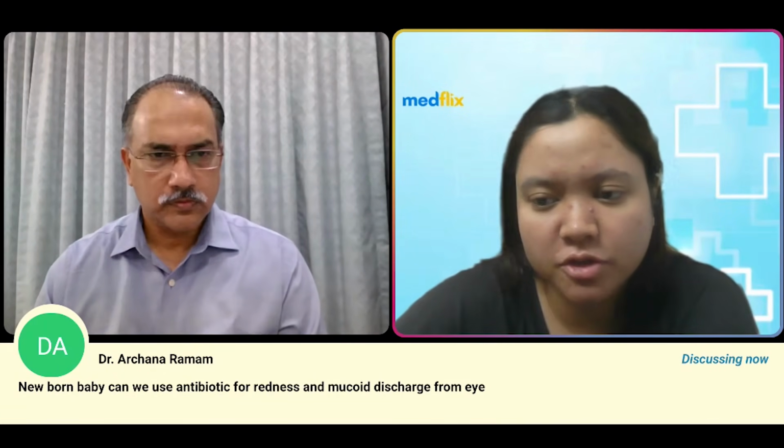So next is from Dr. Archana. Newborn baby, can we use antibiotic for redness and mucoid discharge from eye? Yeah. So again, as I said, if it's a newborn with mucoid discharge from the eye, rather than thinking of routine bacterial infection, we have to think about chlamydia and we have to think about gonorrhea. And depending on what we are dealing with, we can check the mother and then we can use the appropriate antibiotic. There are erythromycin ointments available which you can use for chlamydia. And we used to use silver nitrate before, but now we don't see so many cases of gonorrhea.